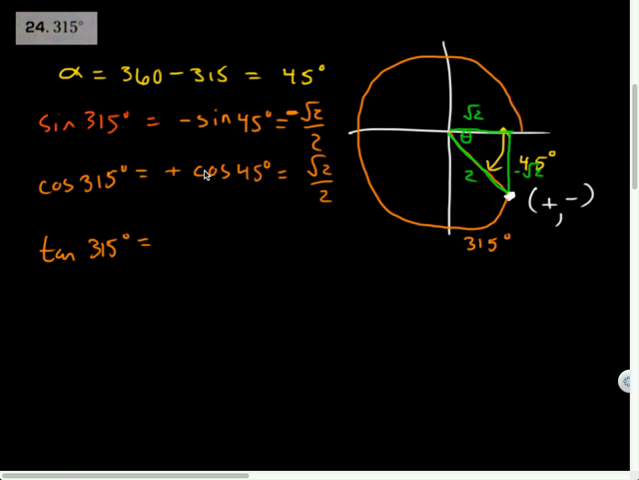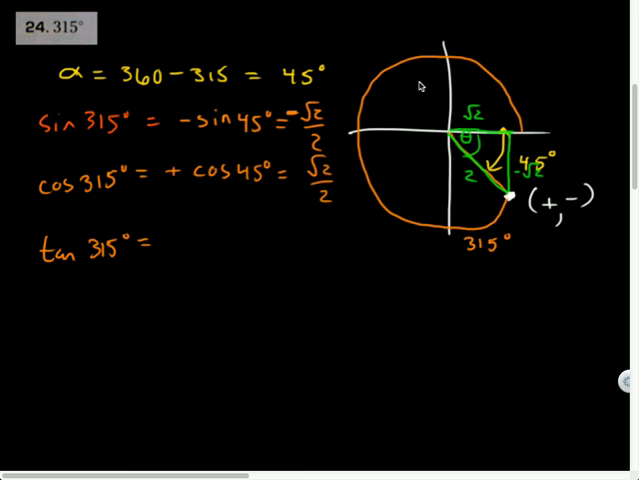And cosine is adjacent over hypotenuse, so the adjacent is the root 2, the hypotenuse is 2. Now, tangent from this angle's perspective would be what to what? Tangent is the ratio of what over what? Opposite over adjacent. So negative root 2 over root 2 is just going to be equal to negative 1, is what tangent's going to end up equaling there.